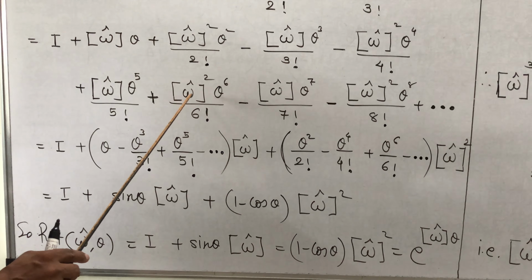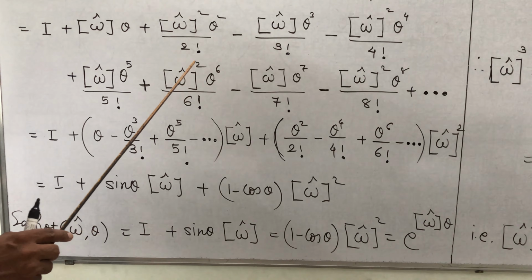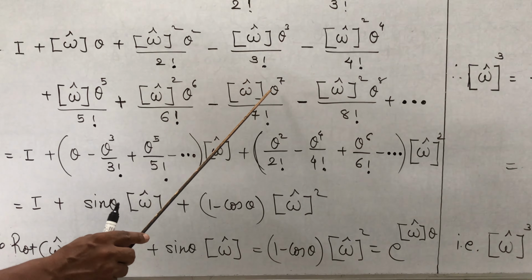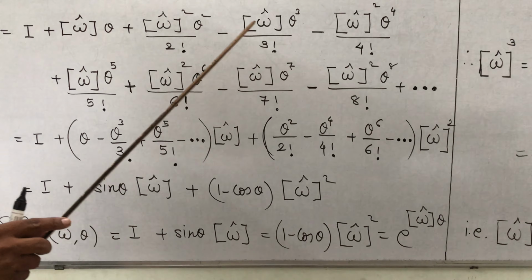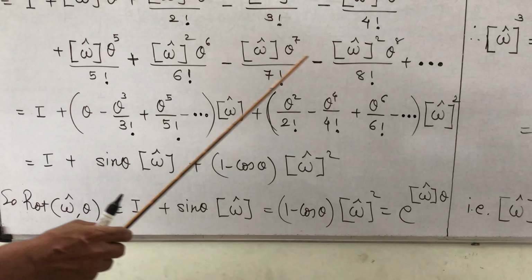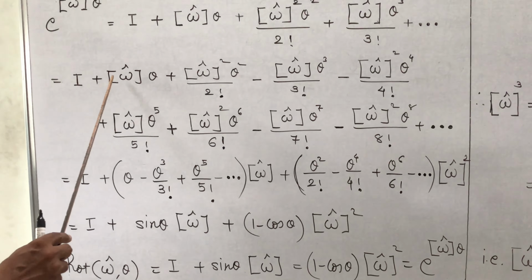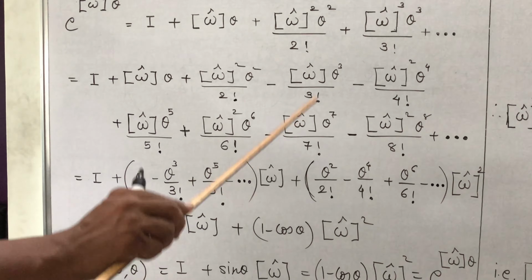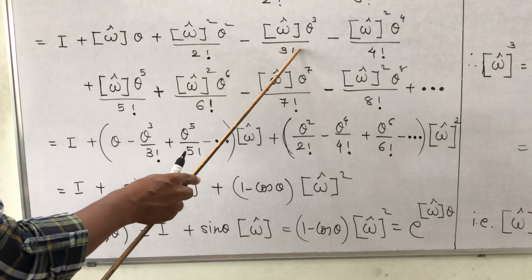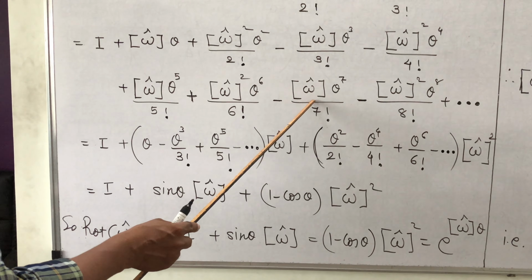And then after, omega cap raised to 6 into theta raised to 6 by 6 factorial. But omega cap raised to 6, we have obtained, is omega cap square. Similarly for 7, omega cap raised to 7 into theta raised to 7 by 7 factorial. But omega cap raised to 7 we have obtained minus omega cap. So this one and so on. Now I as it is, and rearrange the omega cap, omega cap, omega cap and omega cap square, separating the terms. So this one is omega cap, this one is omega cap, this one is omega cap, this one is omega cap.